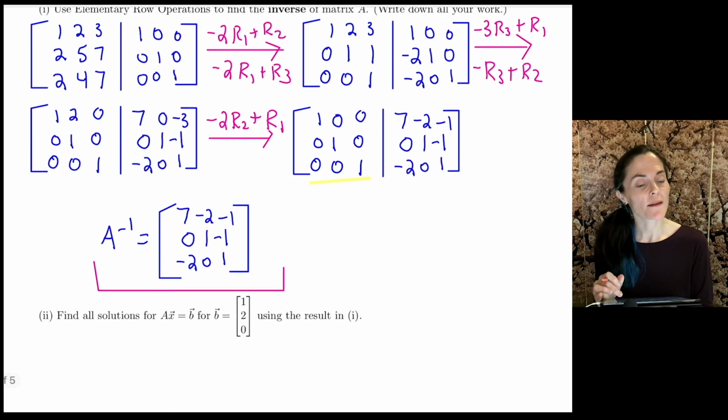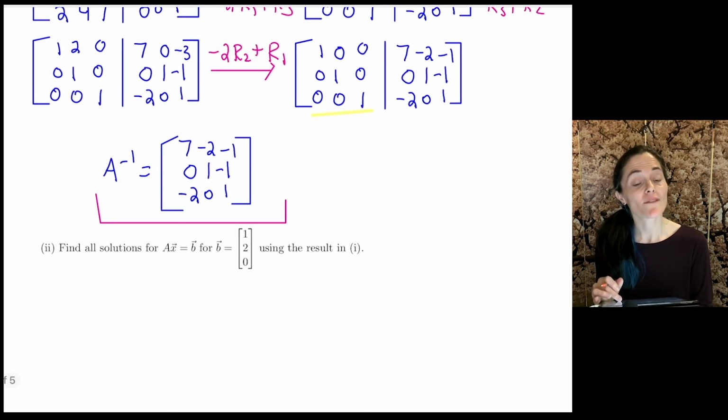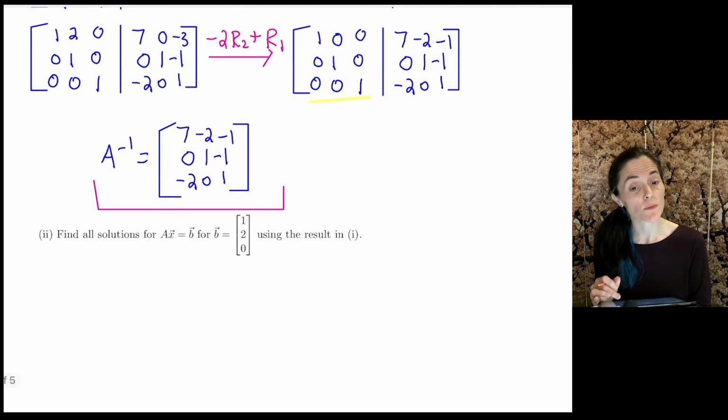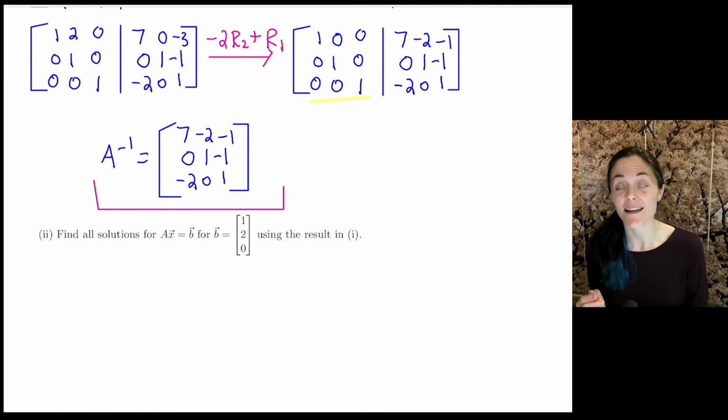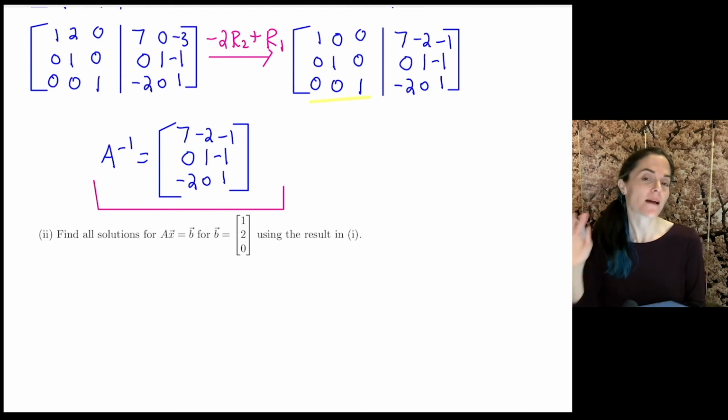We move on. The second part of this, we're going to find all solutions to AX equals B, where B equals 1, 2, 0. Well, it says all solutions, but A is invertible. So we will have exactly one solution. We should know that, or we do know that from our theory.